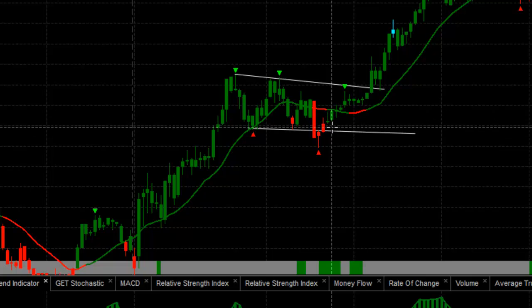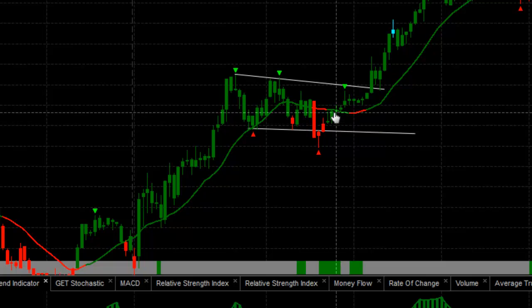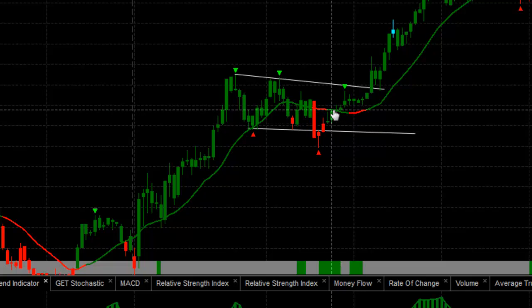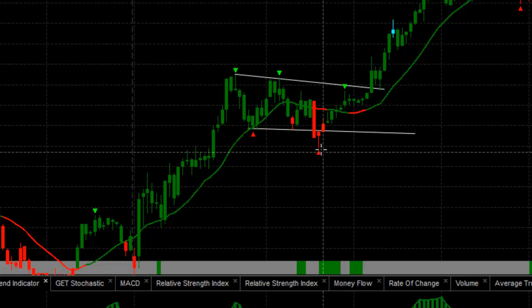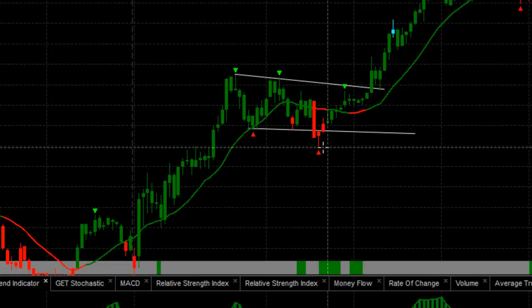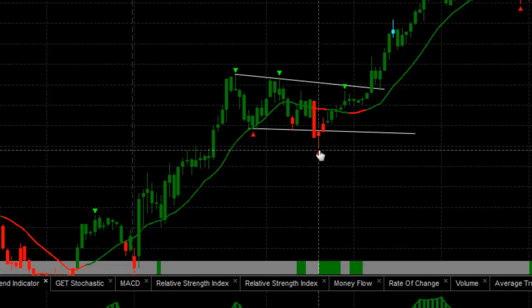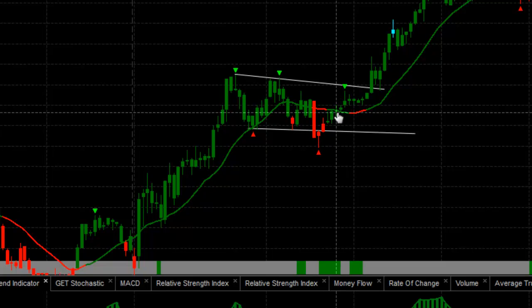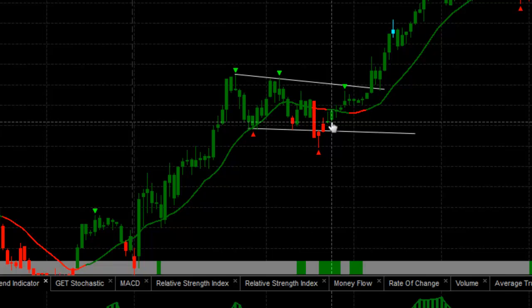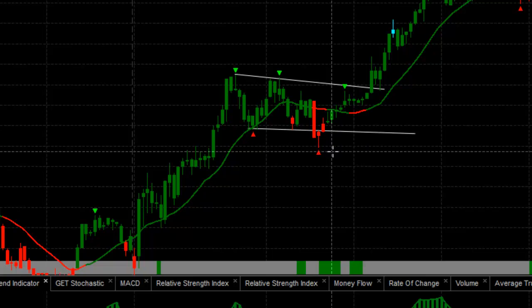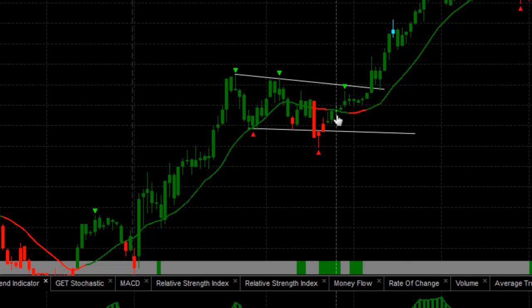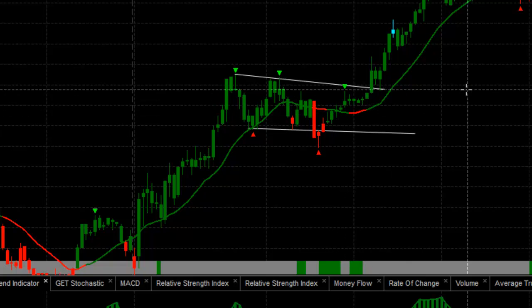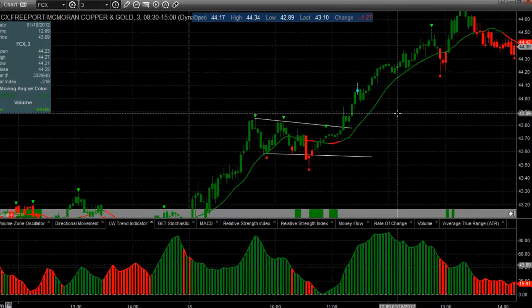But in this case, it was slightly higher. It was 43.68. So on the break of that 43.68, that's where I would get long, and I would have my stop below the low of the pullback structure. So my stop would have been maybe 43.45. So that would have been my trigger to get long at 68, and my stop was 45, so roughly a 23-cent stop. And Bob's your uncle, away you go.